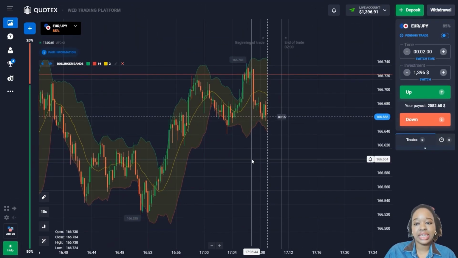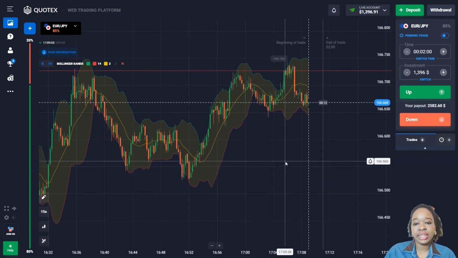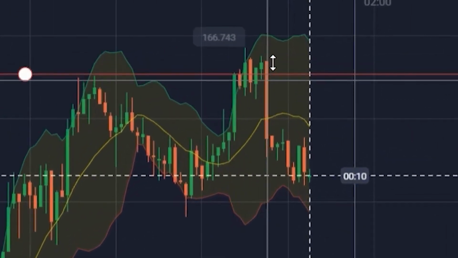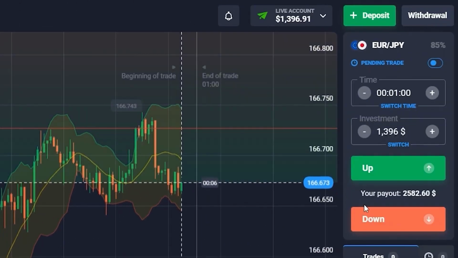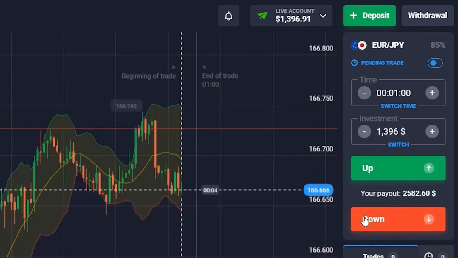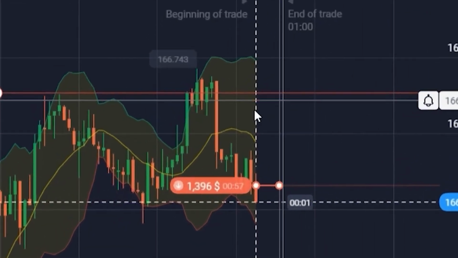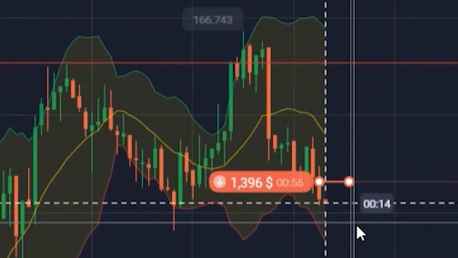So as you can see here, we have a resistance level at the top, and currently the price makes an impulse down from this level. In this situation, I'm going to open the trade for a minute to go down, since on the graph you can see that we are crossing the sliding line of the indicator.